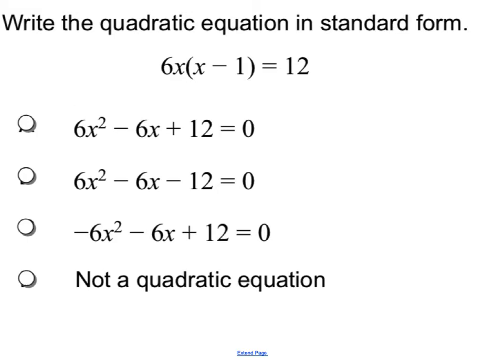Okay, so now let's pause this video to see if you can understand standard form. Okay, so the correct choice here is B, because we have 6 times x, which is 6x squared, 6 times negative 1, which is minus 6x, equals 12. But remember, we have to have it equal to 0, so we're going to subtract 12 from both sides. So that is why the standard form is 6x squared minus 6x minus 12 equals 0.